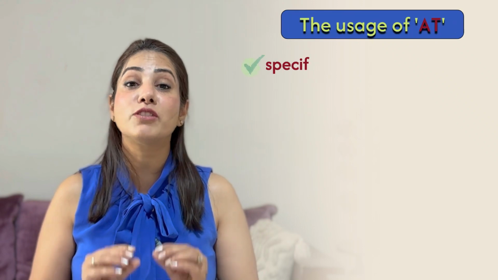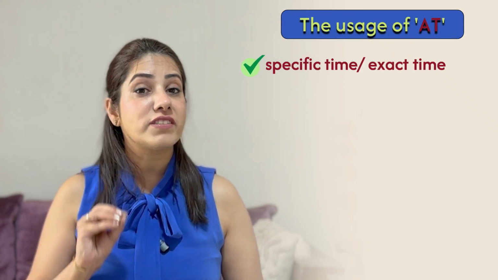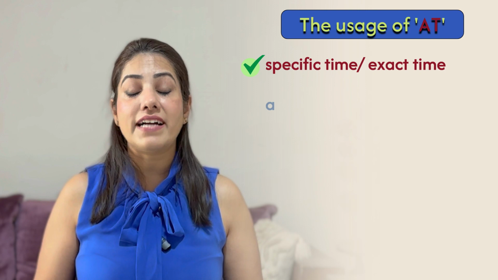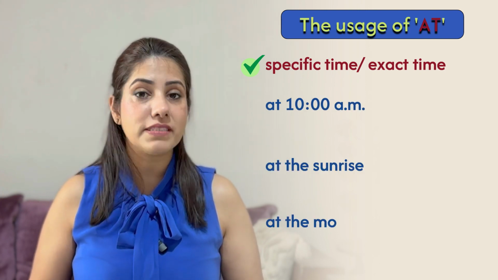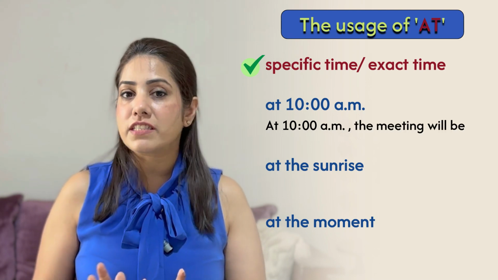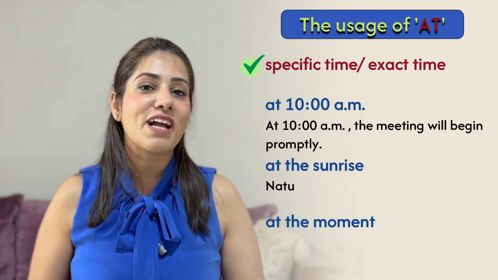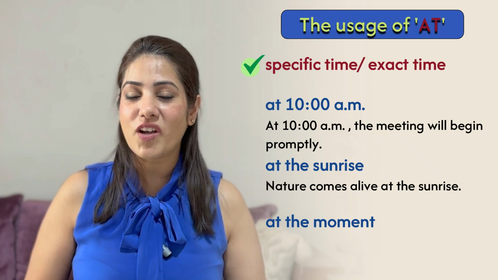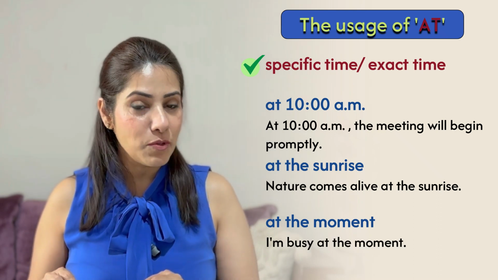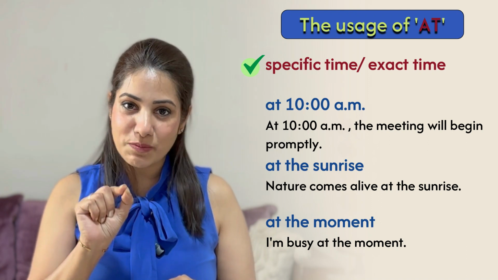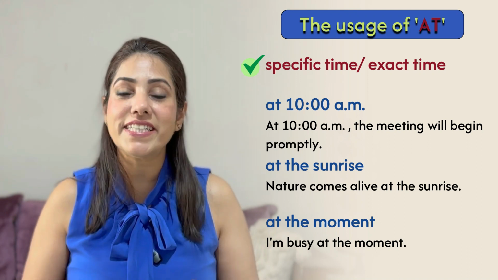As already mentioned, at is used to talk about specific time frames for the exact time. Like at 10 a.m., at the sunrise, at the moment. At 10 a.m., the meeting will start promptly. Nature comes alive at the sunrise. I'm a bit busy at the moment. So when you say at the moment, you're talking about the exact specific moment that is right now.